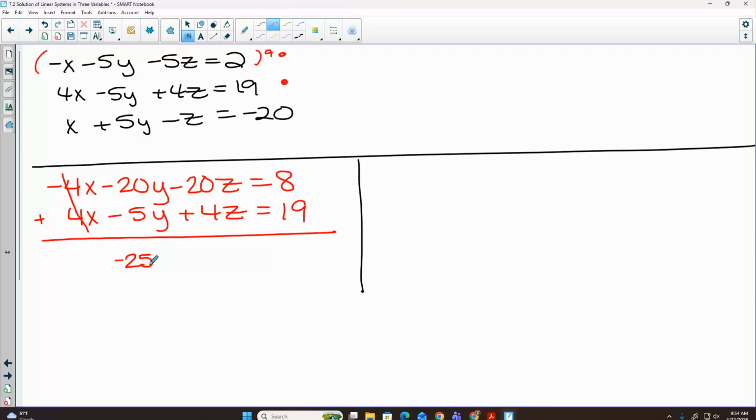We get negative 25y minus 16z equals 27. All right, I can't solve that yet, so we just have to go back and do the next ones, okay? I have to take the third equation, put it with one of the others, and eliminate the same variable. So if I want to eliminate x, which one would I put it with?